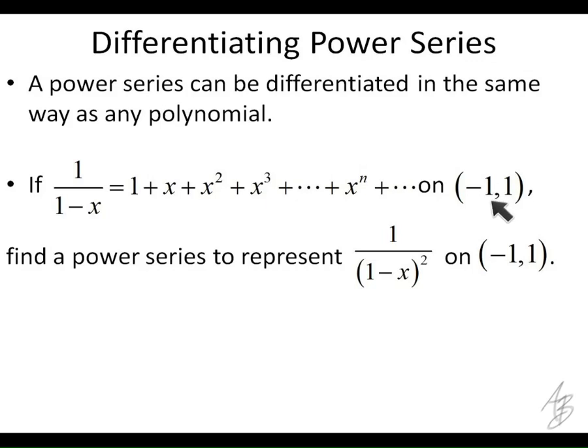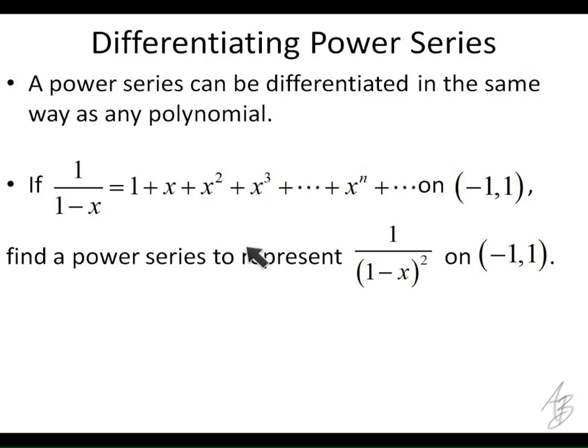And the reason it only works on the interval from -1 to 1 is because this right here is actually a geometric series, right? We get each term by multiplying the term before it by x. So the common ratio here is x. And in a geometric series, it only converges if the common ratio is between -1 and 1. So since the common ratio here is x, that means that x is going to have to be between -1 and 1. But on this interval, the value of 1 over 1 minus x can be represented by this power series.